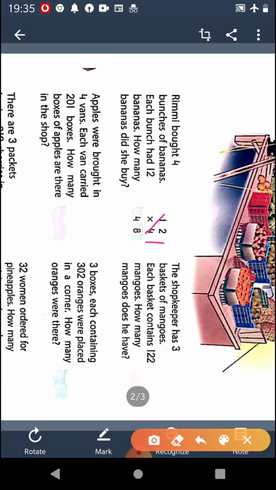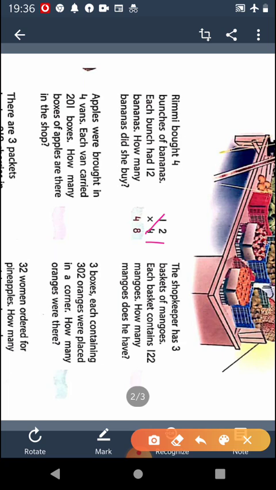Next is, apples were brought in 4 vans. Each van carried 201 boxes. How many boxes of apples are there in the shop? Now apples were brought in how many vans? 4 vans, and each van carried 201 boxes. So how many boxes of apples are there in the shop? That means in one van there were 201 boxes. So how many boxes will be there in 4 vans?